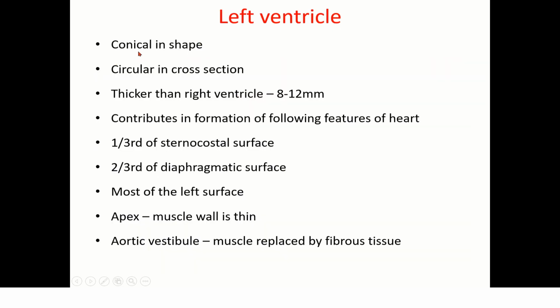So left ventricle is conical in shape, circular in cross section, thicker than the right ventricle, almost 8 to 12 millimeter. Contributes in formation of the following features of the heart, like 1/3 of the sternocostal surface, 2/3 of the diaphragmatic surface, and most of the left surface. In the apex, the muscle wall is thin, and in the aortic vestibule, muscle is replaced by fibrous tissue. Aortic vestibule is nothing but the smooth outflow part of the left ventricle.